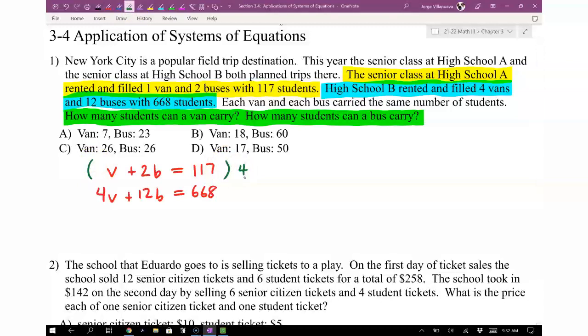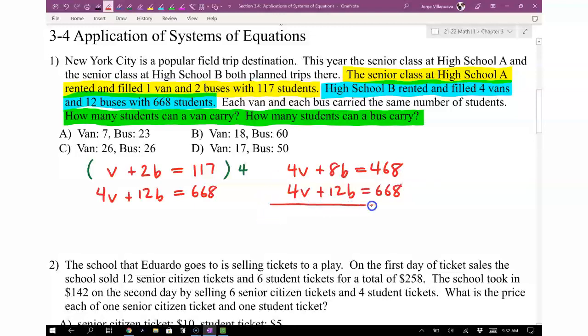I'm going to bring out my calculator really quick. So, if I do that, I'm going to get 4v plus 8b equals 117 times 4, that's 468. And then I have 4v plus 12b equals 668. What should I do to get rid of the v? Add or subtract? Say it louder. Yeah, subtract. Okay, we're going to subtract.